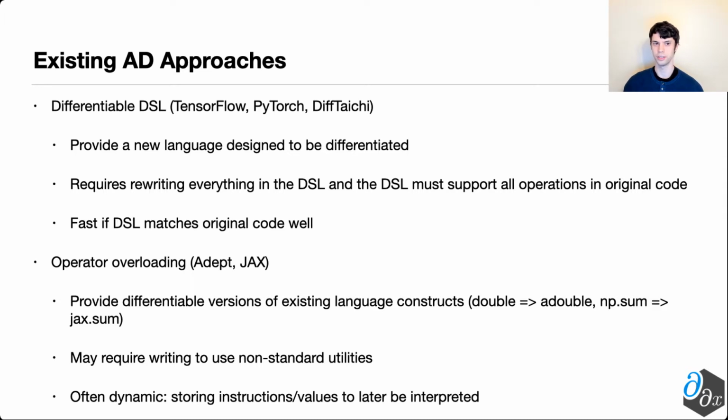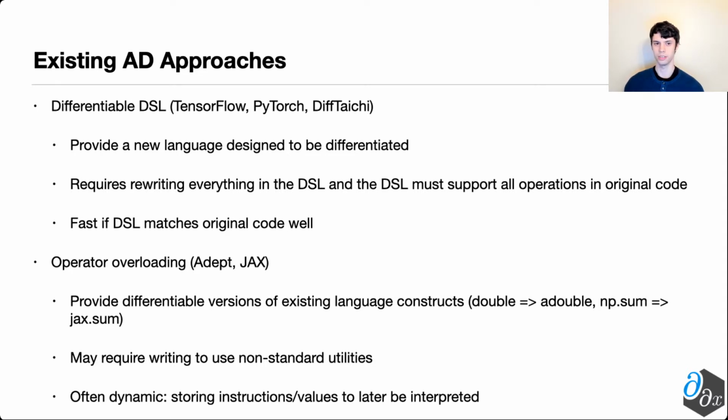The first is to create a new differentiable DSL. Examples include TensorFlow, PyTorch, and others. In essence, the goal here is to provide a new language explicitly designed to be differentiated. This requires rewriting your entire program in that DSL, and of course, the DSL must support all the operations that you had originally written in your previous program. This works quite well if the DSL matches the types of operations that you wanted to perform in your original program. However, if this isn't the case, it isn't necessarily fast or efficient to rewrite.